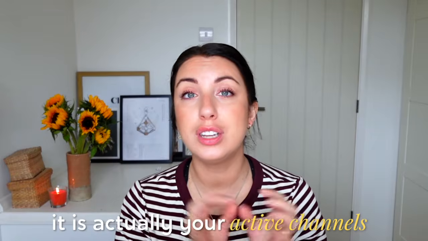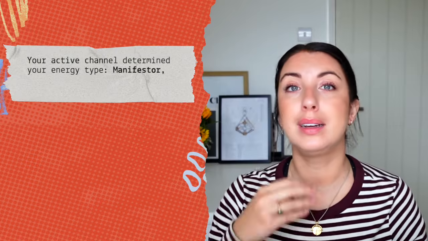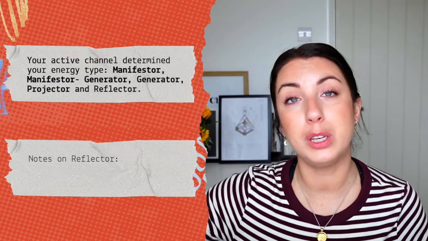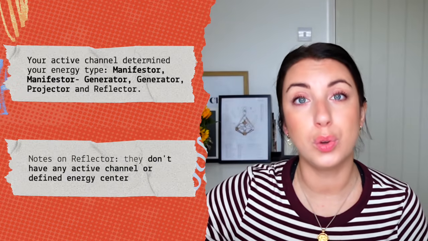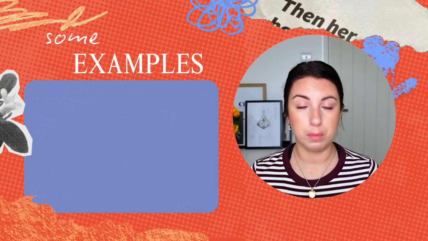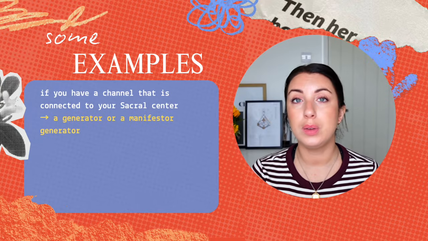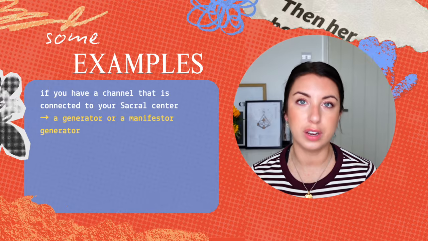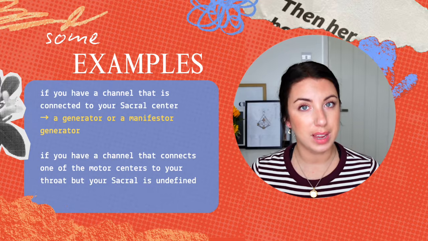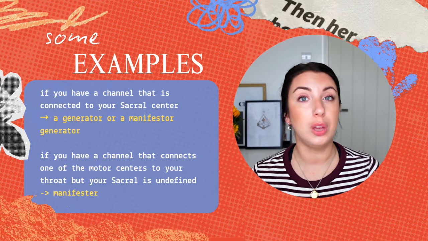Fun fact, it is actually your active channels that determine your energy type. So whether you're a manifestor, a manifesting generator, projector, or reflector. Although reflectors are slightly different because they don't have any active channels or any defined energy centers, which is what makes them a reflector. To give you an example, if you have a channel that is connected to your sacral center, that is what is going to make you either a generator or a manifesting generator. Or if you have a channel that connects one of the motor centers to your throat, but your sacral is undefined, so there's no channel that connects to your sacral, that's what would make you a manifestor.